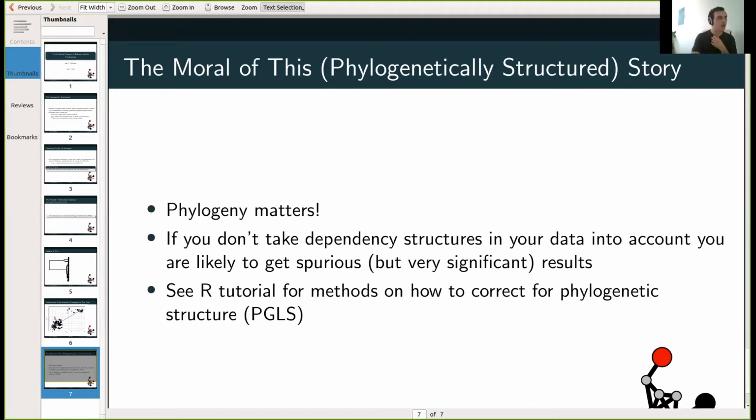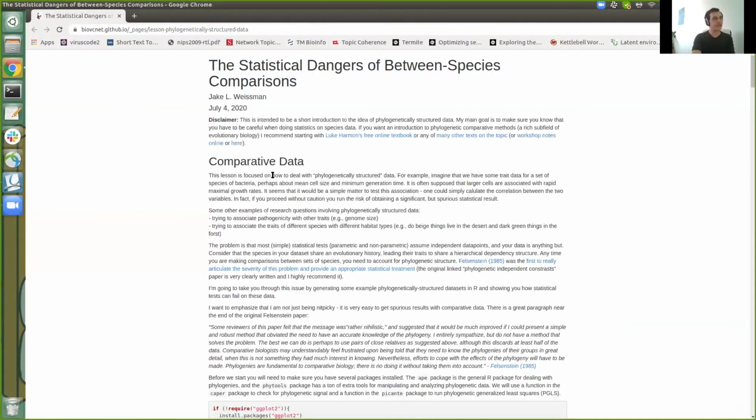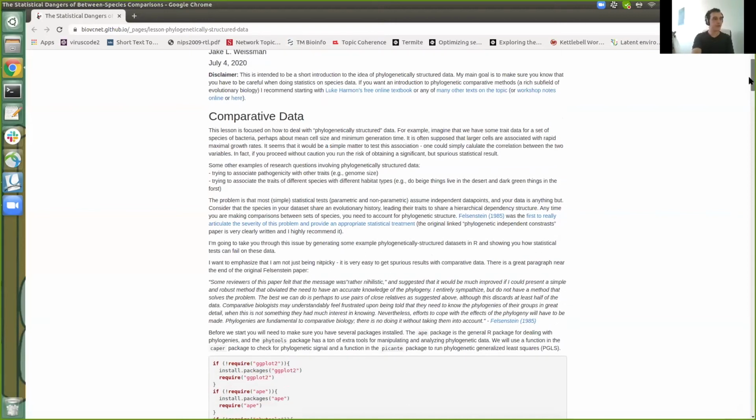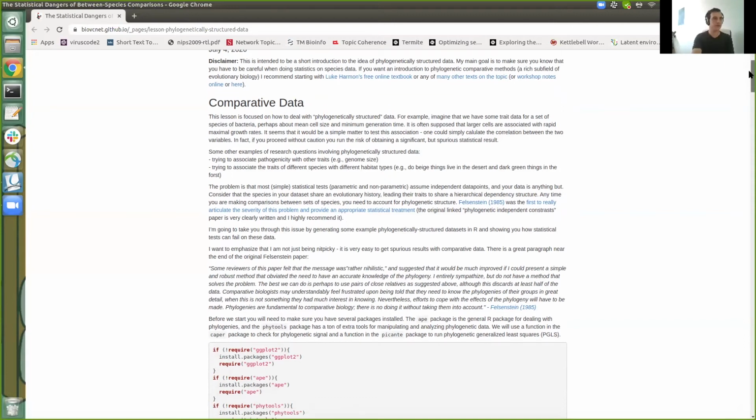I guess often we do these lessons in two parts, but we can probably just put them all together. I'm going to unshare this screen for a second. So associated with this lesson, there is an R tutorial written in R Markdown. The first section of the tutorial is really just a rehashing of what I just said, with some more details. There's some quotes from the Felsenstein paper.